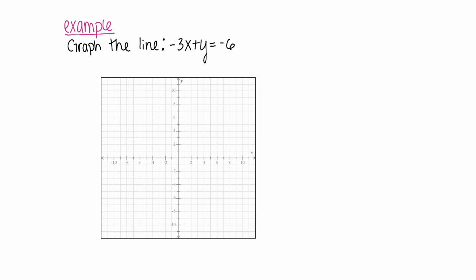Okay, let's do one last one. Once again, finding the x-intercept and then the y-intercept. So with the x-intercept, you're ignoring the y part. So I have negative 3x equals negative 6, and now I can solve for x. Dividing by negative 3. Negative 6 divided by negative 3 is positive 2. So there's an x-intercept at 2. So on the x-axis, I come over to 2 and I plot a point.